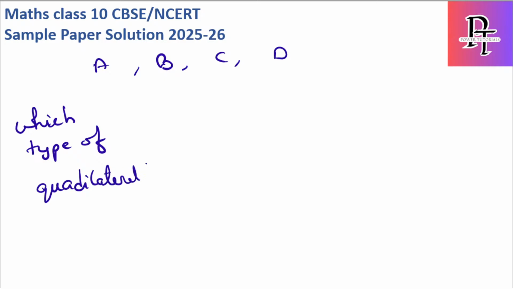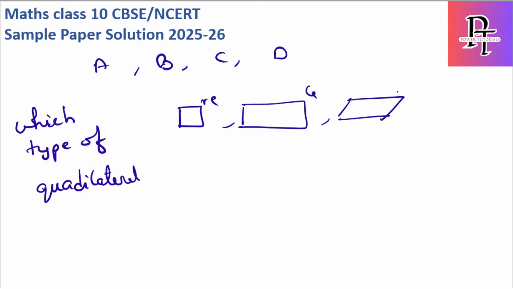For this we need to first understand what type of quadrilaterals we have. We have a total of 4 important quadrilaterals, which are square, rectangle, parallelogram and rhombus. I was drawing the symbols so that you easily understand. This is square, rectangle, parallelogram and rhombus.